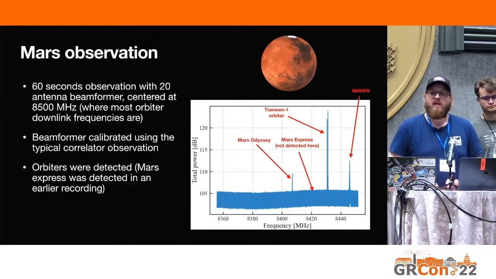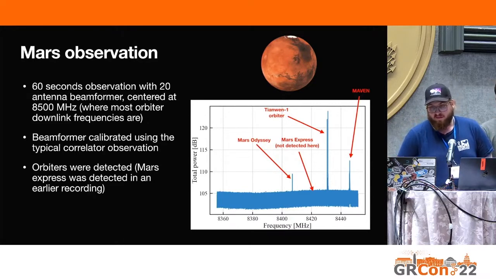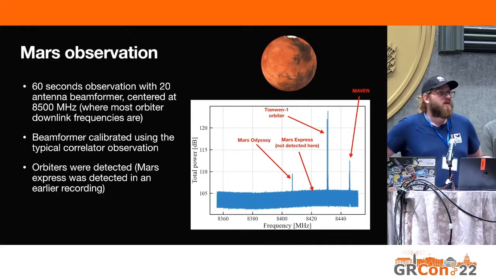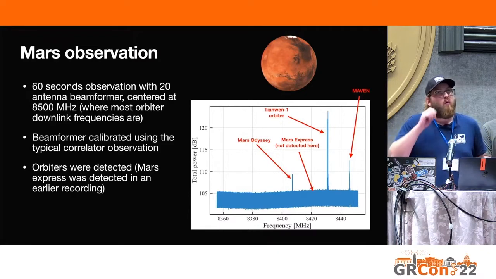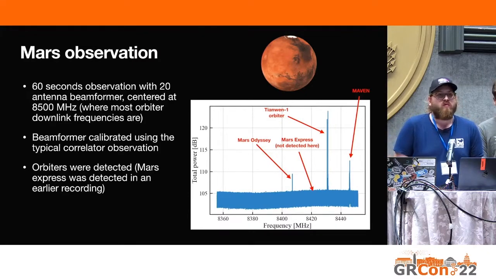Okay, let me go over a couple of achievements that we have reached using the beamformer. Firstly, we were able to see a couple of Mars orbiters during a 60-second observation. We saw Mars Odyssey, the Tianwen-1 orbiter, Mars Express, MAVEN. And this, of course, is a very nice way to show the capabilities of the ATA, because after all, that's what we are looking for at SETI Research. But of course, we're hoping to see something that humans did not build.